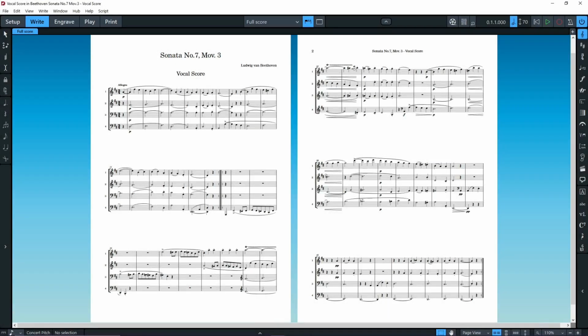This is the second video dedicated to the orchestration of the Menuetto of Sonata No. 7 by Ludwig van Beethoven. The idea is to produce a version for string orchestra of the first section of this piece, and in the previous video I showed you a trick that I use with my students to help them achieve this more easily.